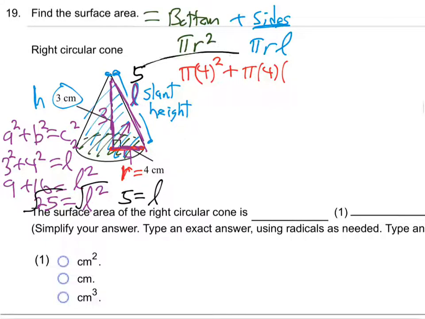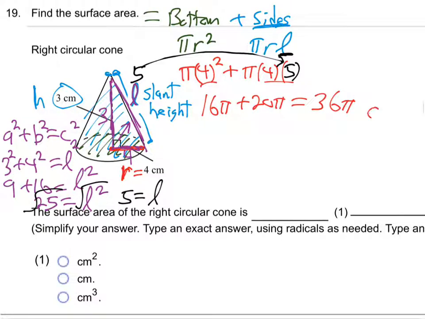So plug that in. We do all that work so we could find the L and plug it in. It's the L right here. So what do we have then? This is going to be 4 squared is 16 pi. 4 times 5 is 20 pi. Those add up to be 36 pi square centimeters. That's the surface area of the cone.